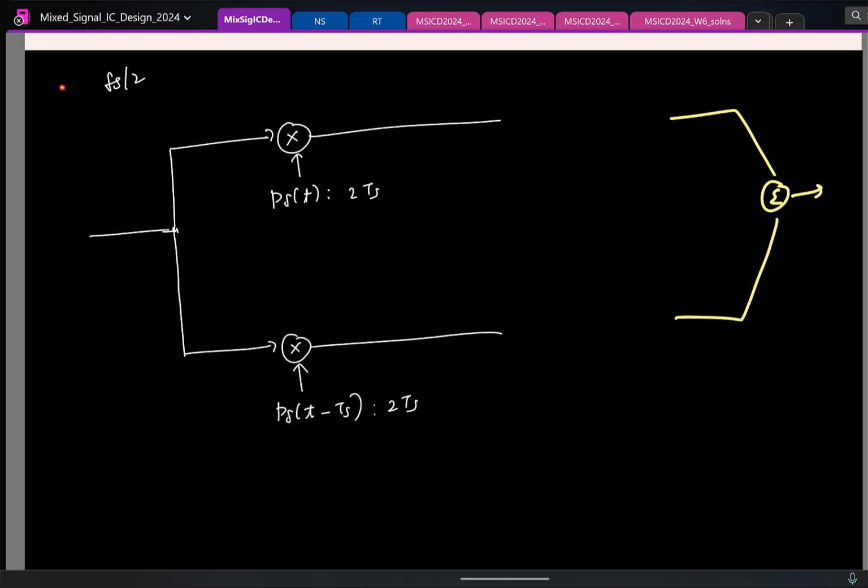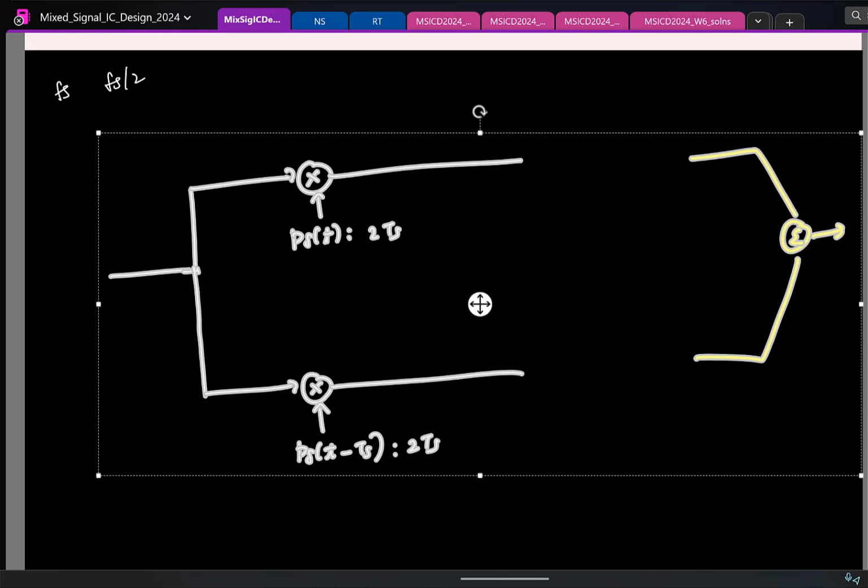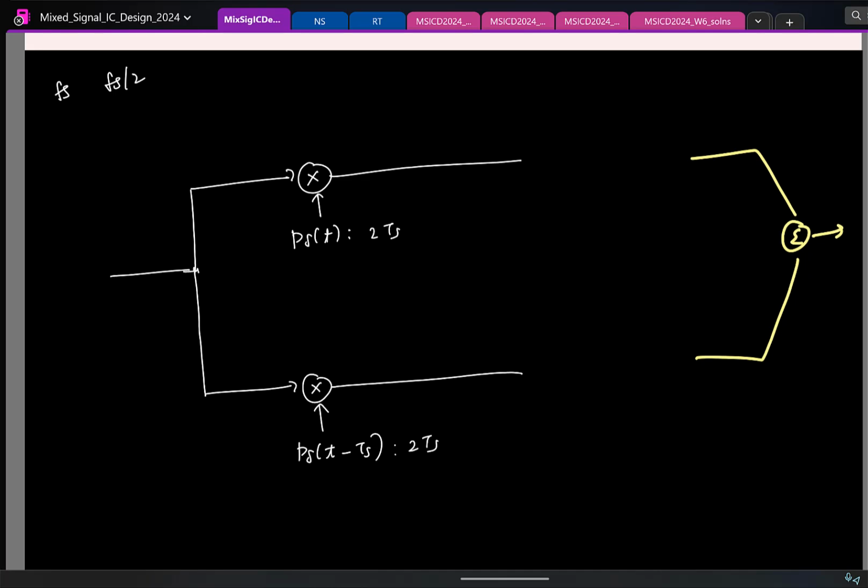Now again, the sampling rate is fs. So the input can have a maximum bandwidth of how much? Fs by 2. So let's say I take the triangular spectrum. We often use it because it's easy to draw. Let us say this is spanning this range. This is the input spectrum. Now this is the impulse train, periodic at 2 ts. In the frequency domain, how will it look? That is also an impulse train.